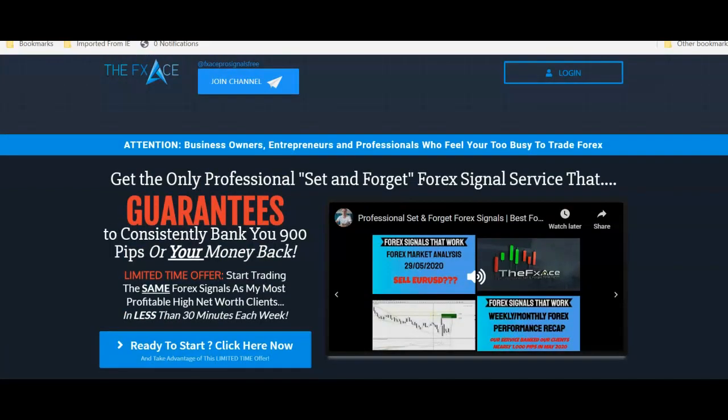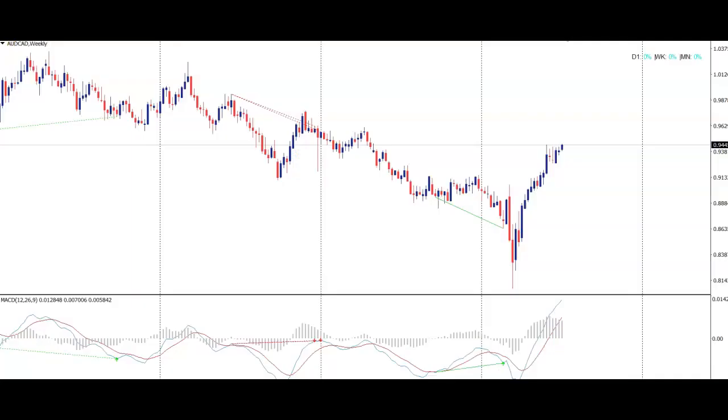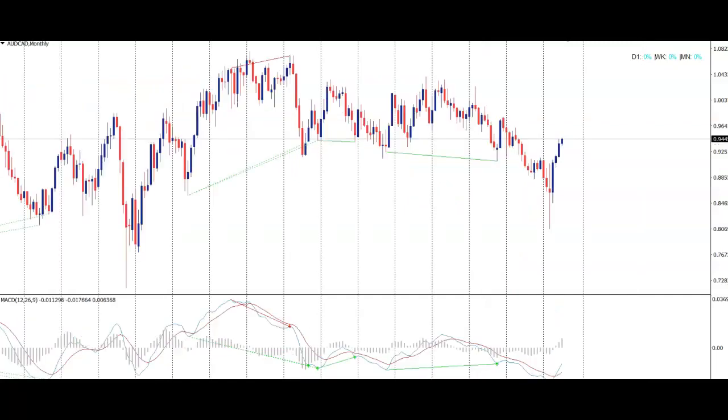Okay, so let's get over to the charts. This week's free trade setup is on the Australian dollar CAD. Okay, and it's coming right into a nice higher time frame area on the monthly and weekly charts. Okay, and we're going to go into this actual trade setup now.